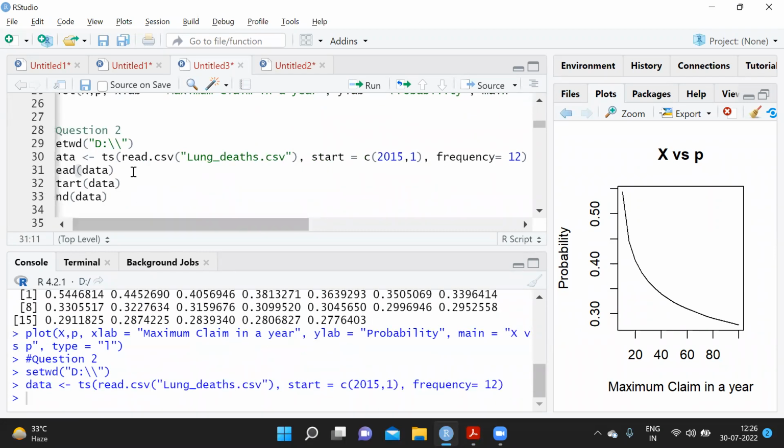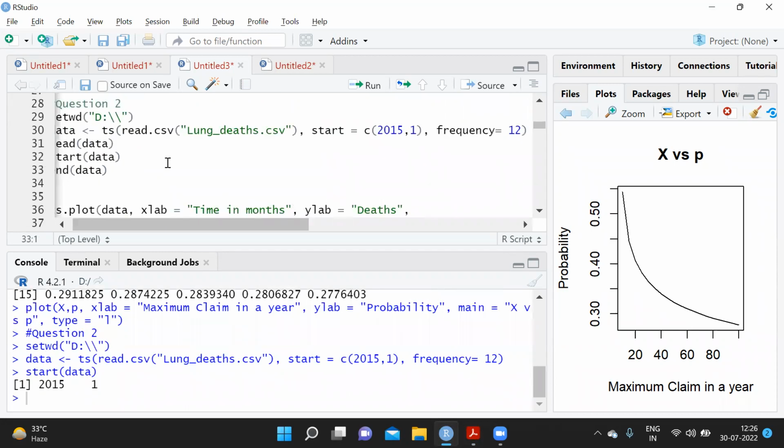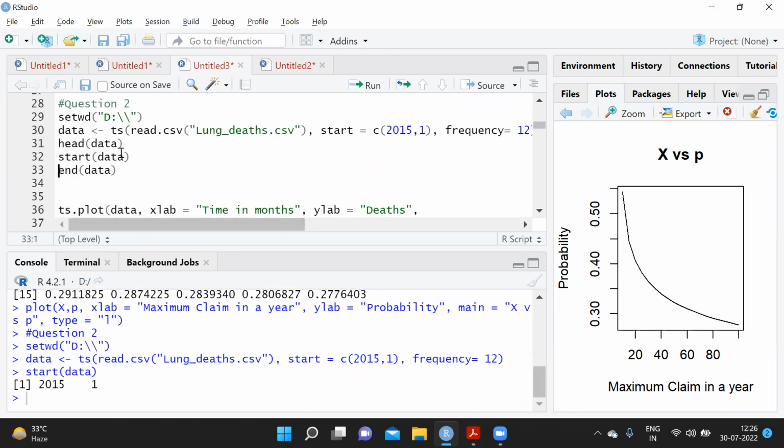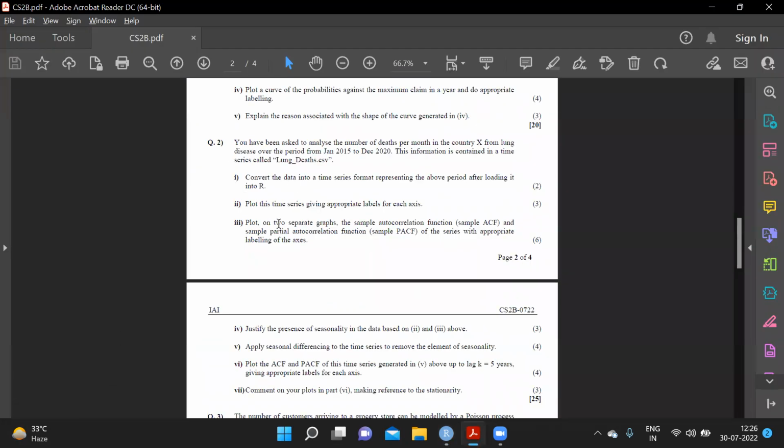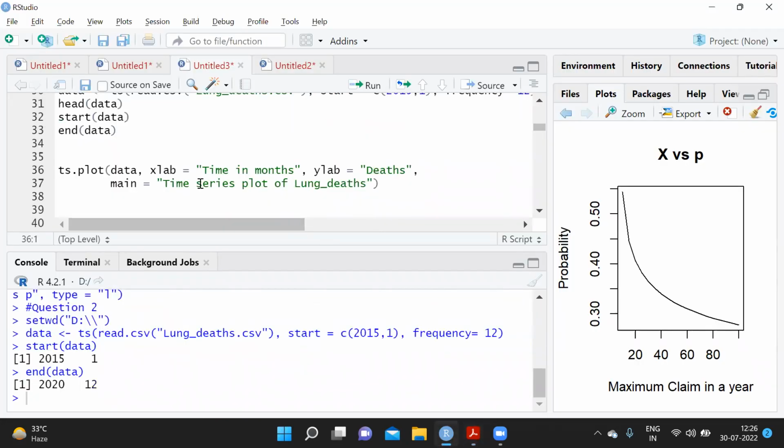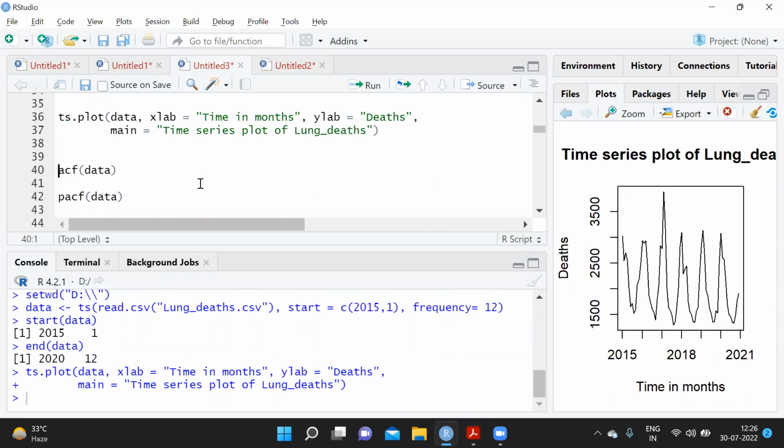You can check the data: the start of the data is January 2015 and the end is December 2020. This can already be found from our plot. Then we plot this time series, giving an appropriate label for each axis, using ts.plot of data. When we plot, the time series looks like this.